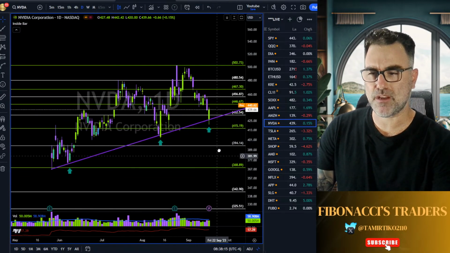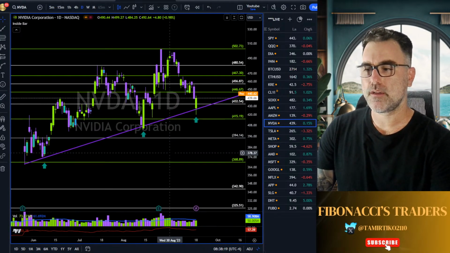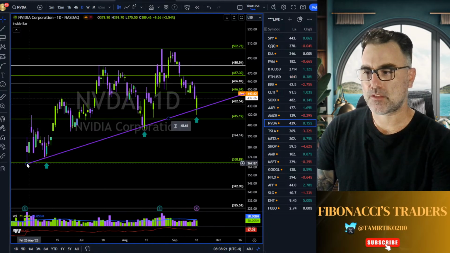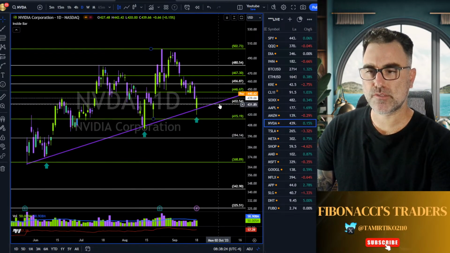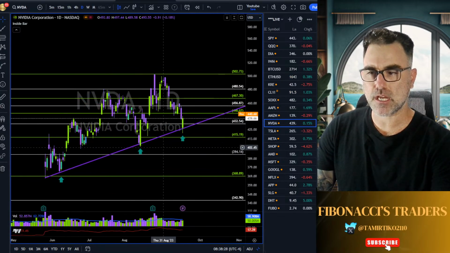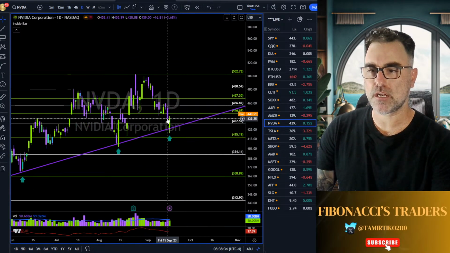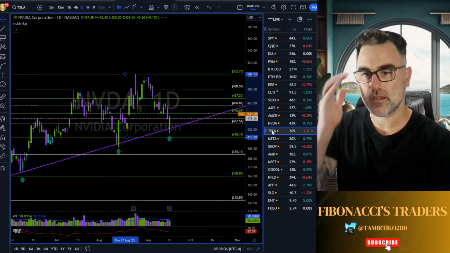Nvidia, perfect example of why trend lines and why I sound like a broken record, but it is true. Trend lines are the true support, resistance, and roadmap for future price action. Bounce, bounce, bounce. Yesterday, low of the day, bounce. Now let's see continuation above 447.